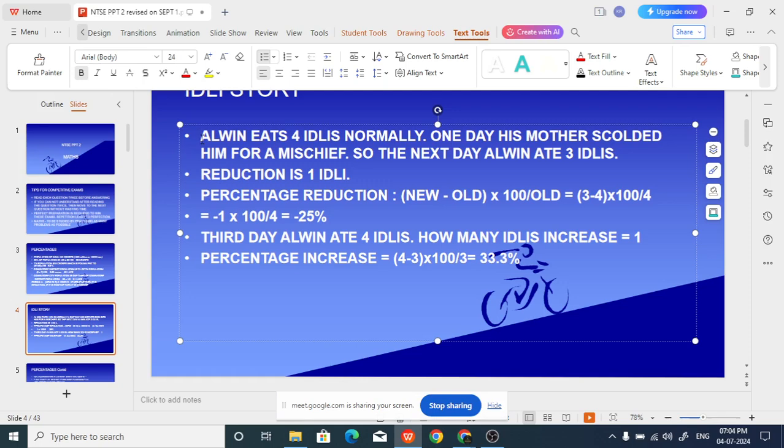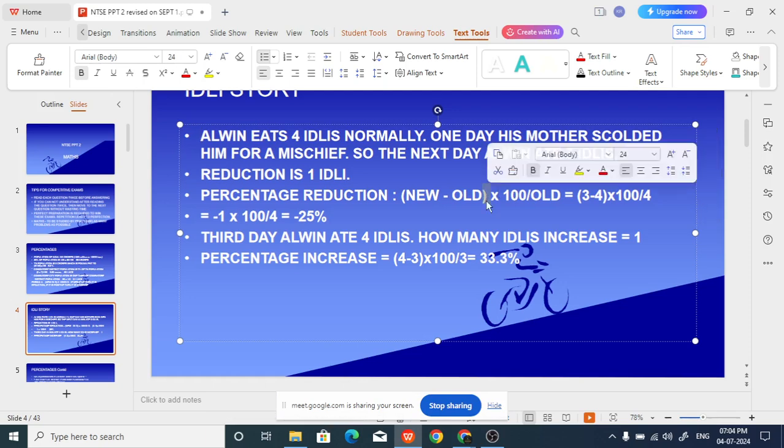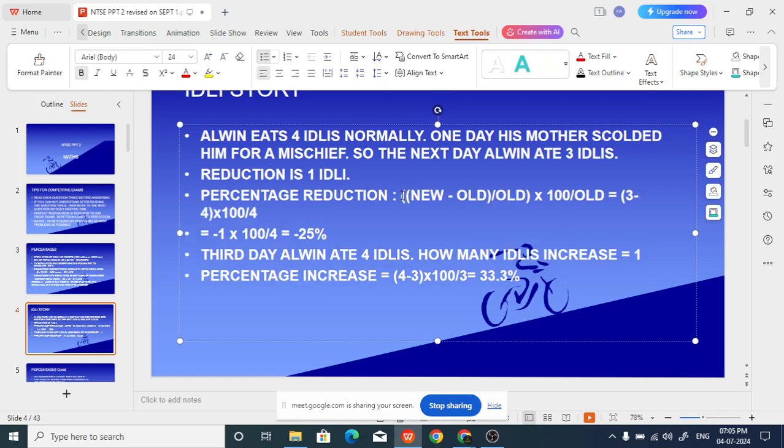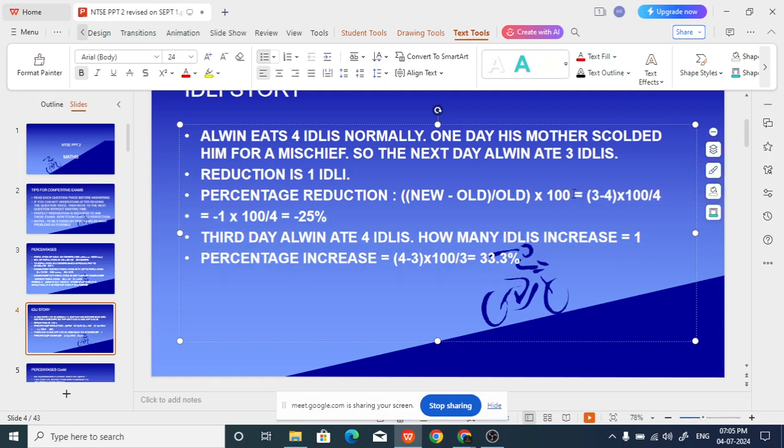What is the percentage reduction? Negative 25%. One minute, what the formula says, I'll write it down. The formula says reduction in percentage equals new minus old divided by old into 100. What is new? What is old? Old is 4 idlis. New is 3 idlis. Earlier he used to eat 4 idlis, now he is eating 3 idlis. So you put that into new minus old. New is 3, old is 4. So 3 minus 4 divided by old into 100. So how much are you getting?